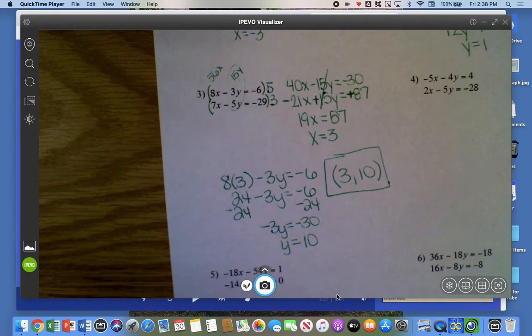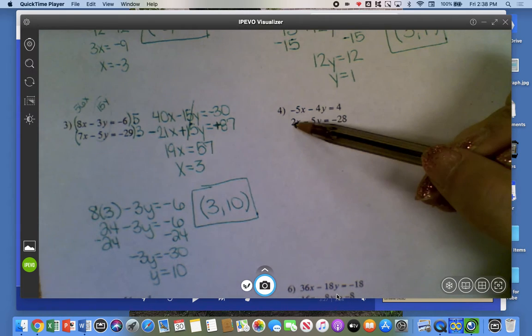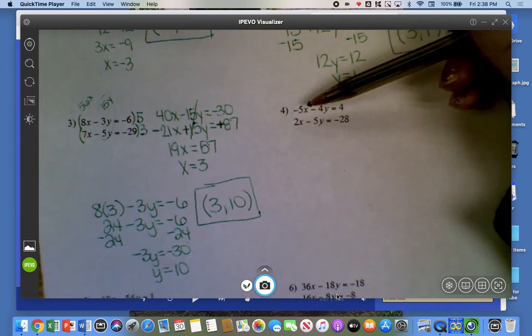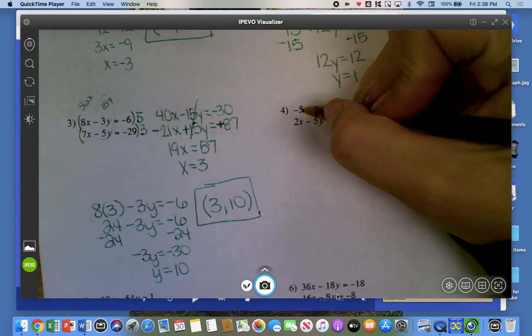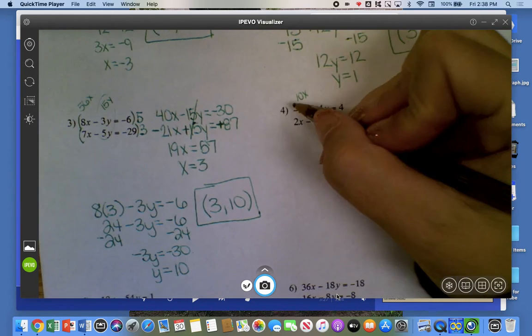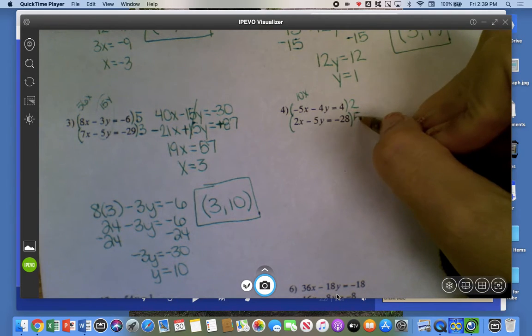All right, and then on number 4, we are doing that exact same thing. 2 doesn't go into 5, 4 doesn't go into 5, so we just have to look. You see how these x's are opposite signs? That means they'll be easier to cancel out. 5 and 2, we're going to try to make both of these 10x. So we got to multiply this by 2, and we got to multiply this by 5.